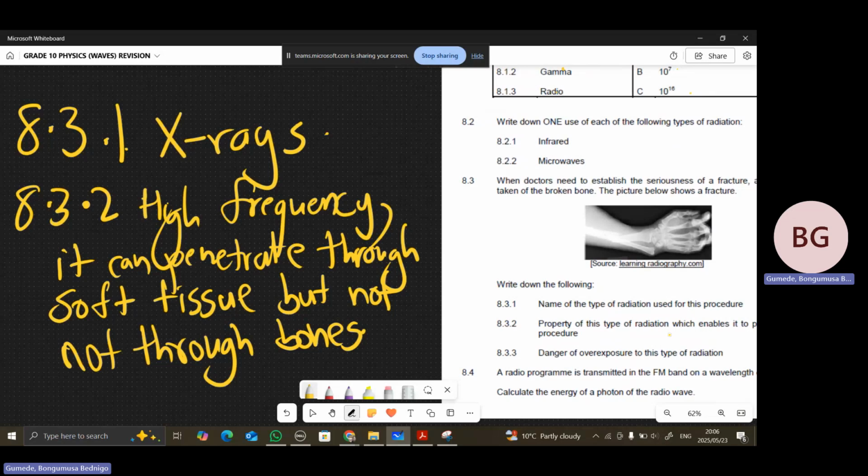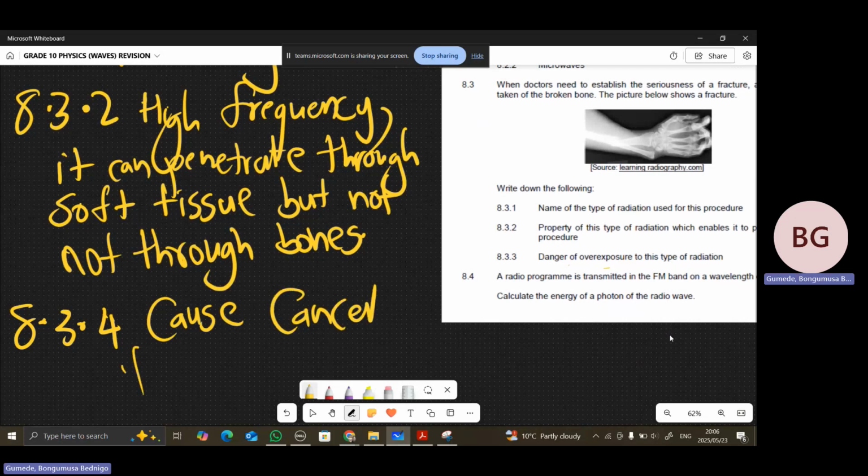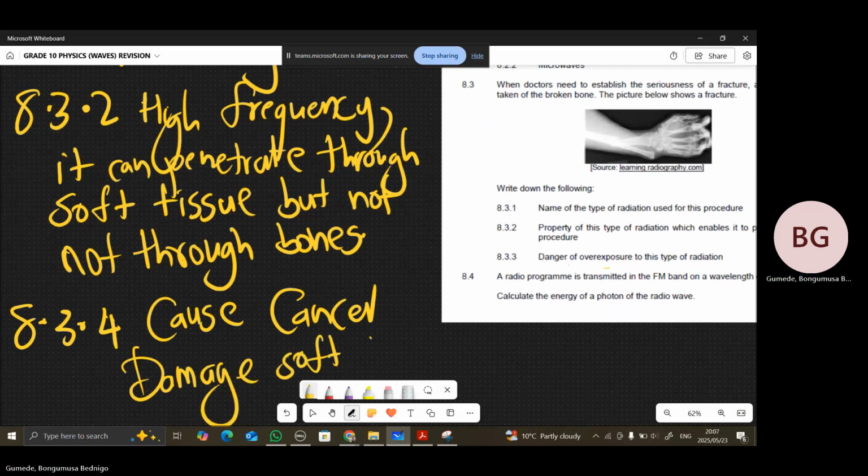And then the danger of overexposure to this type of radiation. We know that X-rays, just like ultraviolet light and gamma rays, if you are overexposed to them, they can cause cancer. They can also damage your soft biological tissue or soft living tissue.